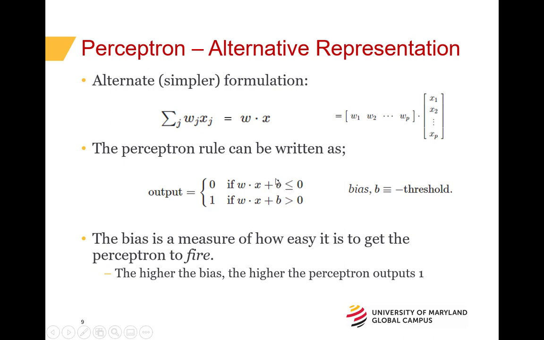There is a different interpretation of the bias term. It is roughly a measure of how easy it is to get the perceptron to fire. Which means if the bias is higher, the perceptron outputs 1. Another way to look at it is that the bias is an offset from the origin. If you just want to visualize that, it is the offset of the separator.